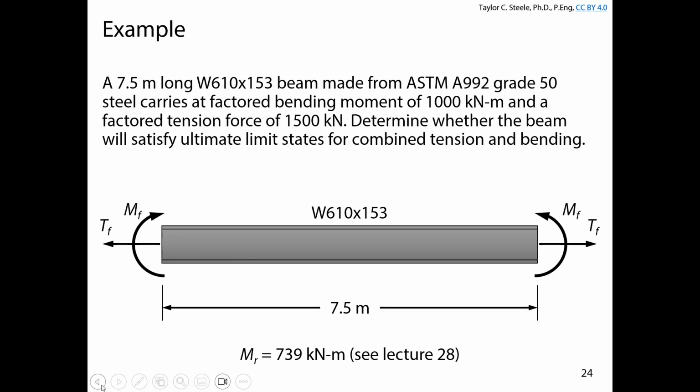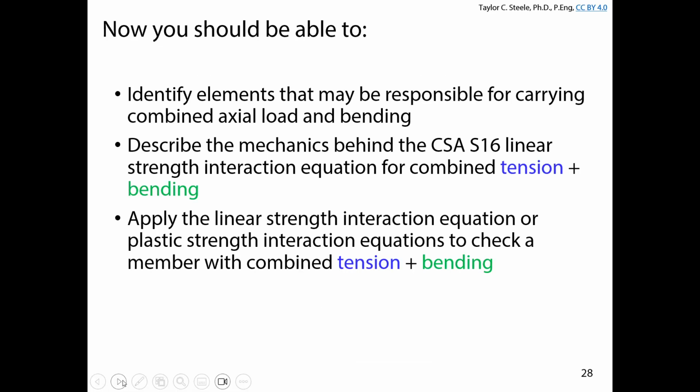before we move to wrap up lecture for the morning? Okay, typical slide. Now we should be able to identify some elements that might be responsible for carrying combined axial loading and bending, describe the mechanics behind the interaction equations we talked about for strength and stability, and apply the linear strength equation, which is clause 13.9.3b, or clause 13.9.1 for class 3 and 4 sections, or the plastic strength equations, which is what we did today for class 1 or 2 beams, to check a member with combined tension and bending.